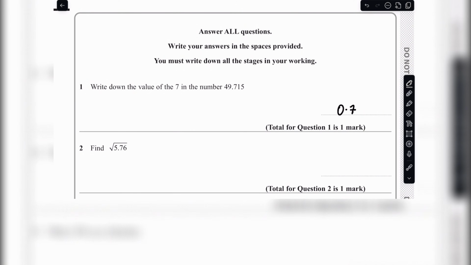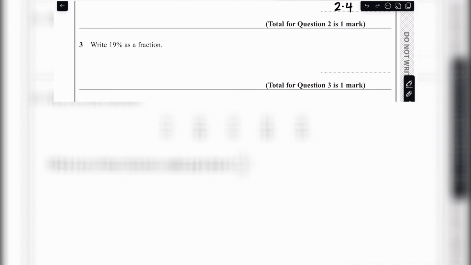In the second question, we are told to find the square root of 5.76, so simply using your calculator, that gives you an answer of 2.4. In question 3, we are told to write 19% as a fraction, so remember percent means per 100, so we can simply write this as 19 over 100.